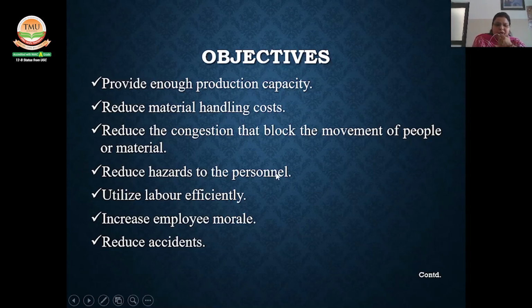Increase employee morale. If the facility layout is properly arranged, employees do the work full of motivation. He will feel good in this particular manner. If the things are not arranged, employees will not want to work in that place. Next is reducing accidents. Of course, if the things are properly arranged and going in a proper manner, then the occurrence of accidents is very low.